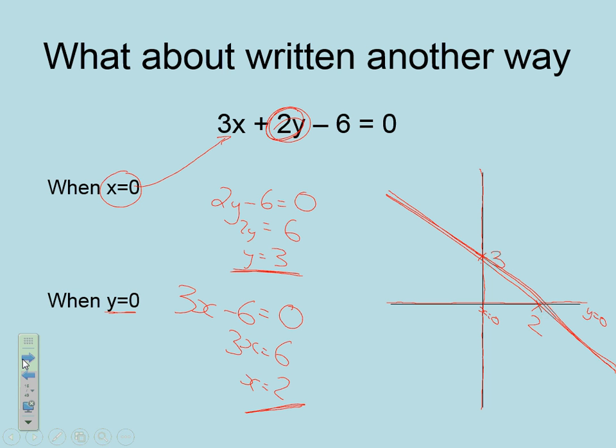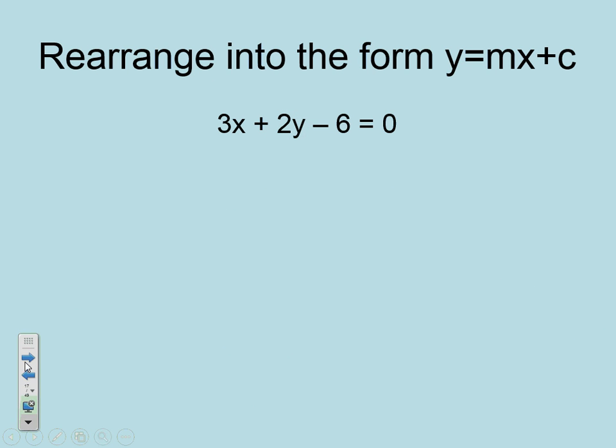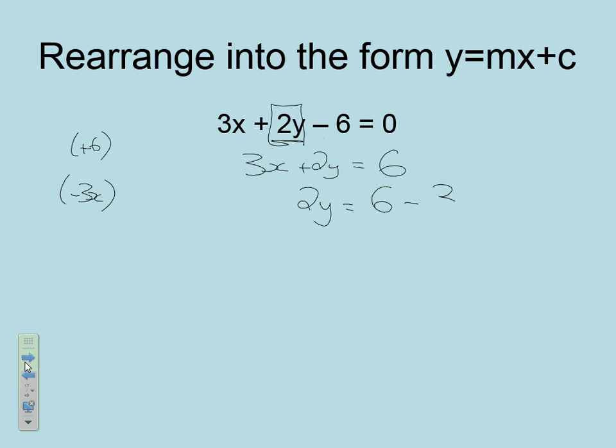The other way that we could have done that, I think I'm going to do it on the next screen actually, is to rearrange it. So if I wanted to rearrange this to get the y all on its own, first of all I'm going to have to add that 6 on, aren't I? Let's add 6 to both sides. I could even write down the side here that that's what I just did. Now I want to get rid of those x's from that side, and so I'll write 2y equals 6, take away 3 x's. And finally, I'm now going to divide by 2.